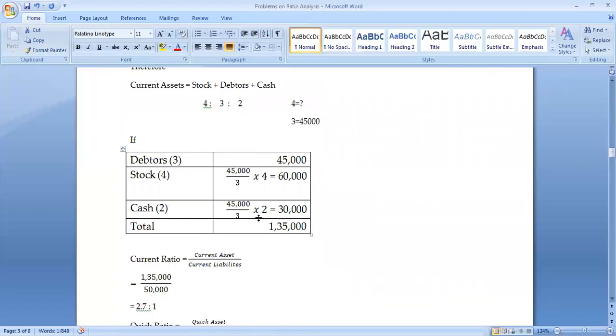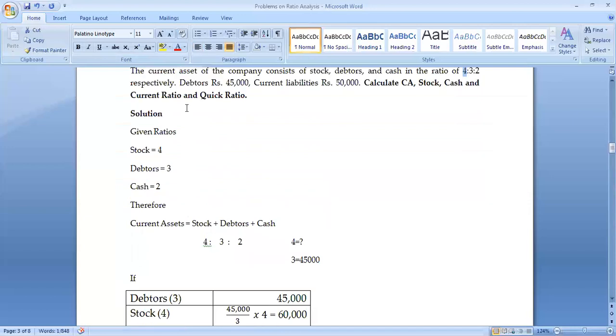So what will be the total? 45,000 was the debtors which was given. 60,000 you have computed. Cash is also computed. So total is 1,35,000, the current assets. Clear? So what was the given information? To calculate the current assets. You have calculated the current assets. And there is also current liability of rupees 50,000 already given. So you can easily find out the current ratio, right?